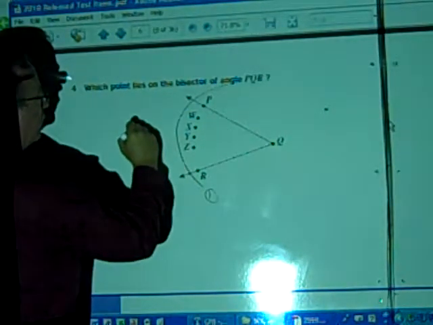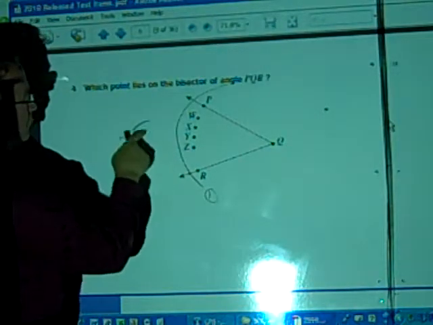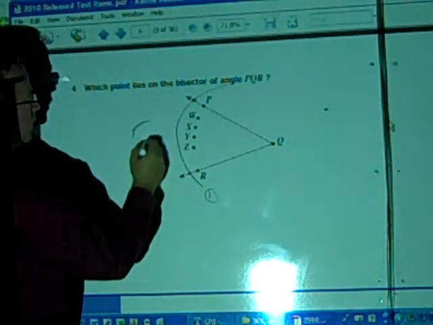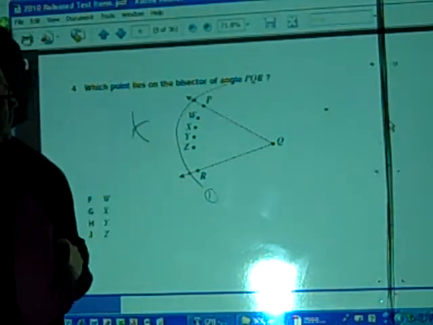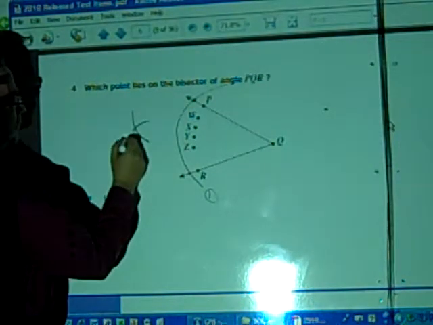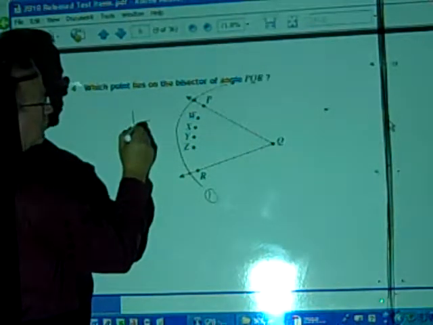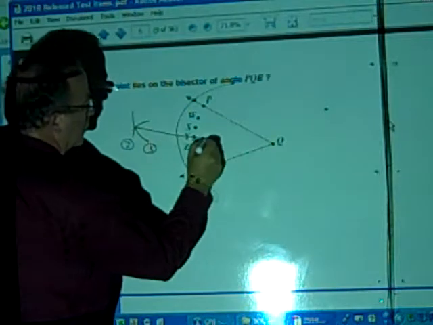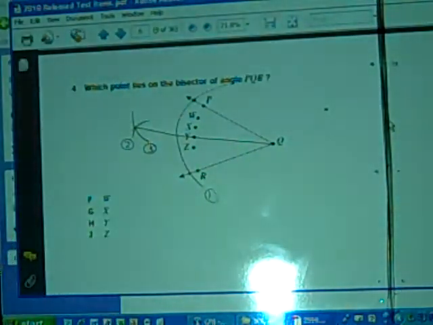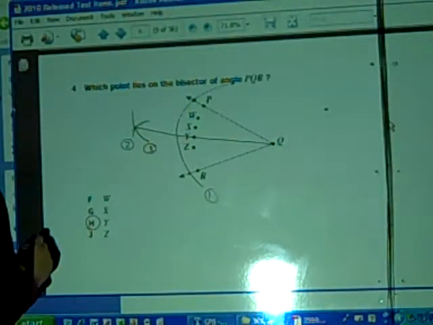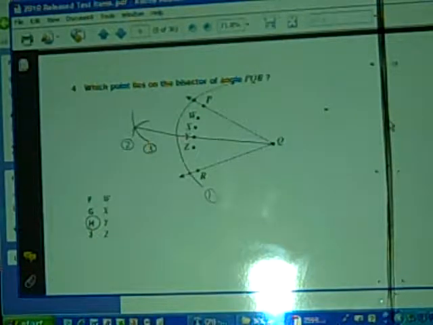You're going to make an arc out here from this point. You're going to put your compass point here. It's important that you put it on the intersection of the arc and the ray. Then you're going to do another arc out here. So this will be step 2, step 3. Step 4 will be drawing a line segment between this point and the vertex. And if you use the tools on the computer, your line segment will be a lot straighter than that. But the answer is H. And that's number 4.